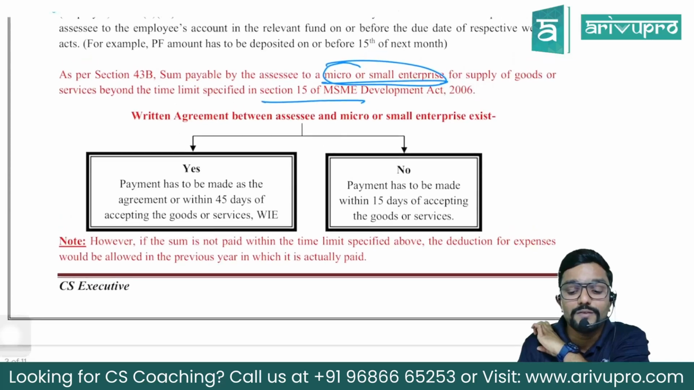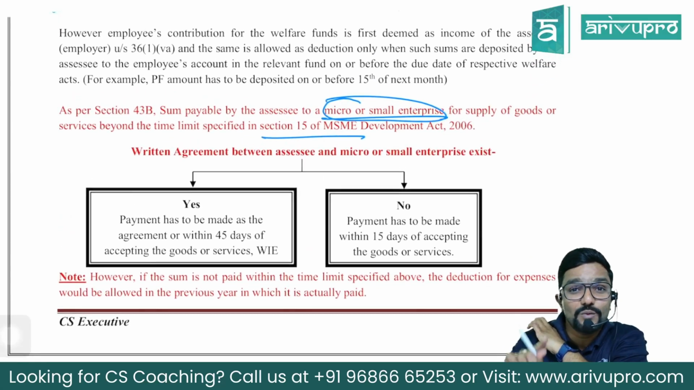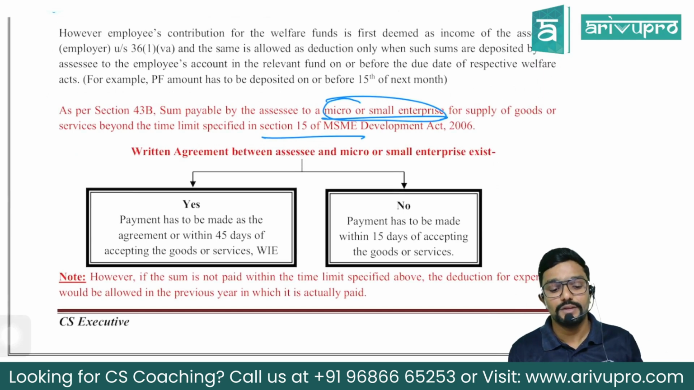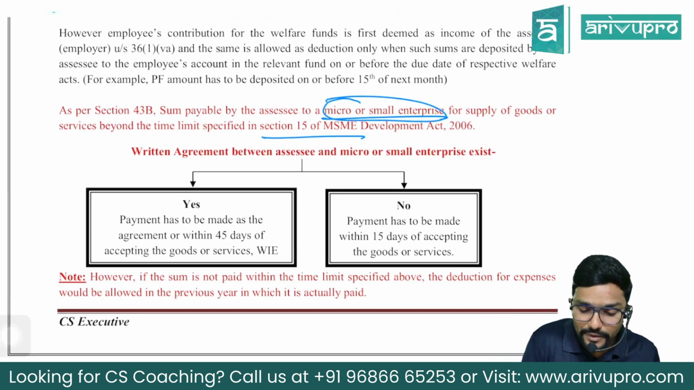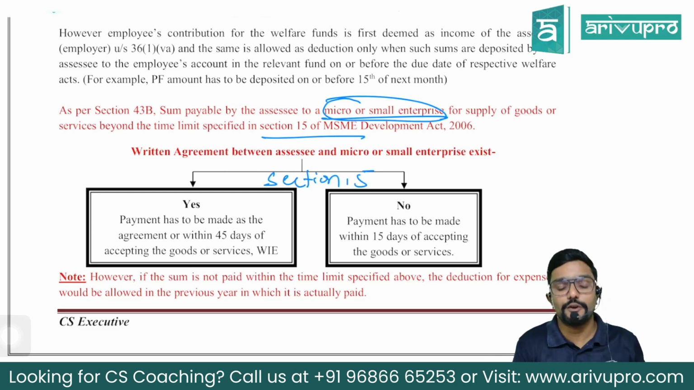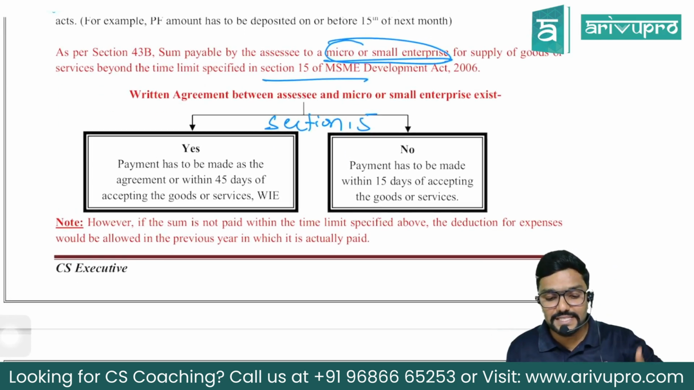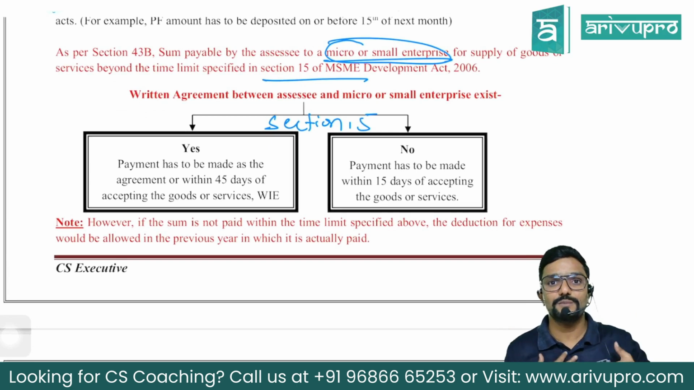Whereas now, whatever is the new addition, for that what is the due date to make payment? It is as per section 15 of the MSME Act. Now we will see what section 15 of the MSME Act says. As per section 15, if there is a written agreement between the assessee and a micro or small enterprise, now assume I have purchased goods or taken a service from a micro and small enterprise.